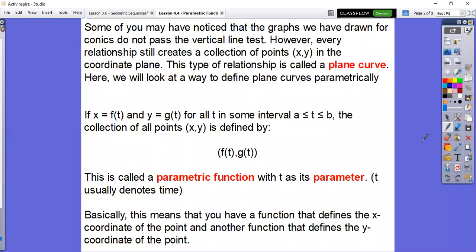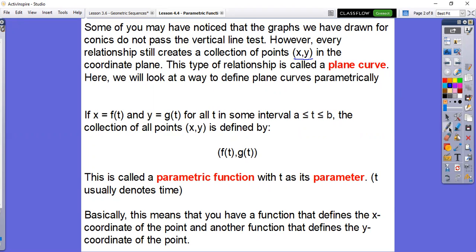The reason we're talking about this in this section is that almost all of the conics we've drawn didn't pass the vertical line test, which you guys probably learned in middle school for defining a function. But what all of them do have in common, and what every function in the coordinate plane has in common, is that it's a relationship between a collection of points (x, y), where x is the x coordinate of the point and y is the y coordinate of the point.